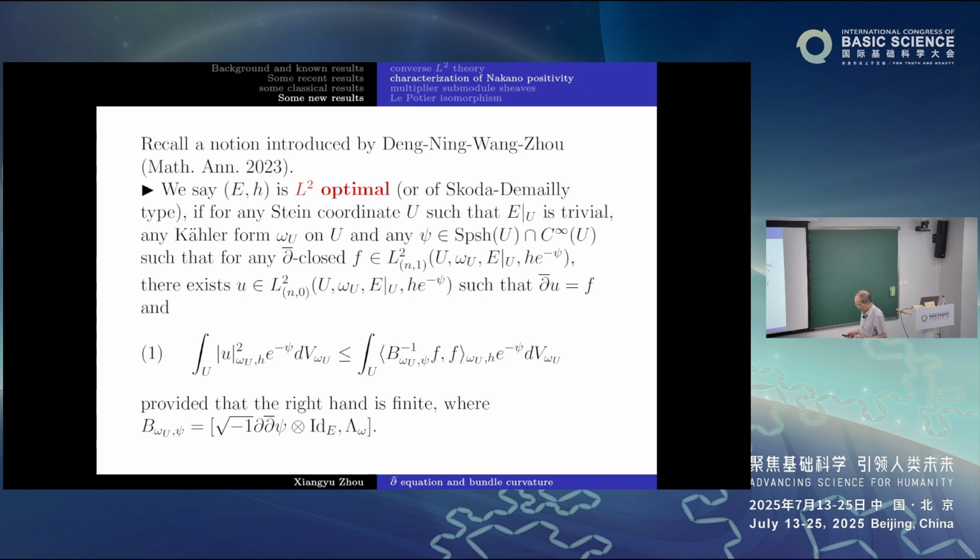We also discuss the converse of the L2 existence theorem. So we say a Hermitian holomorphic vector bundle is L2 optimal. This means locally we can solve this d-bar equation for the L2 existence theorem with this L2 estimate.